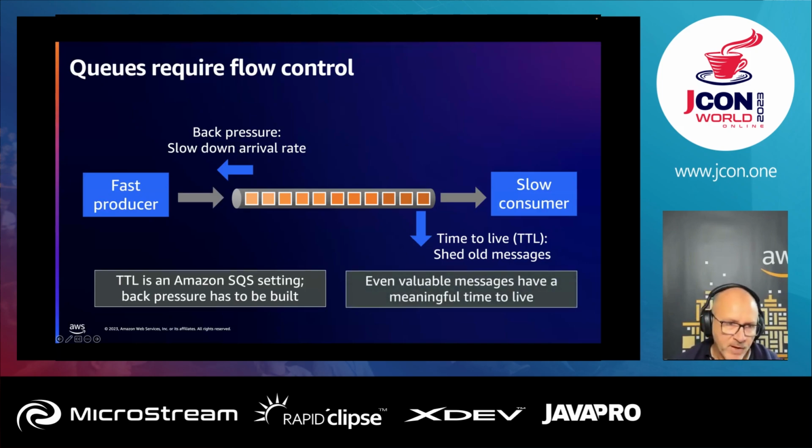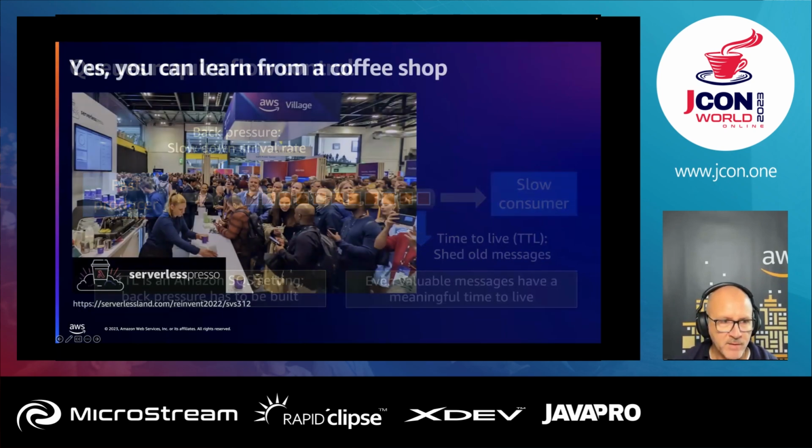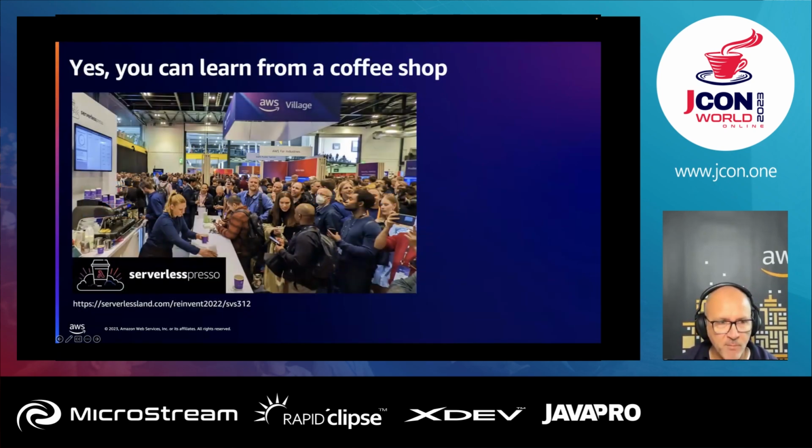So the essence of this is that, yes, queues are a super helpful thing for decoupling. But then one of the trade-offs that you need to face here, you need to think about flow control. And this is another example of a coffee shop.